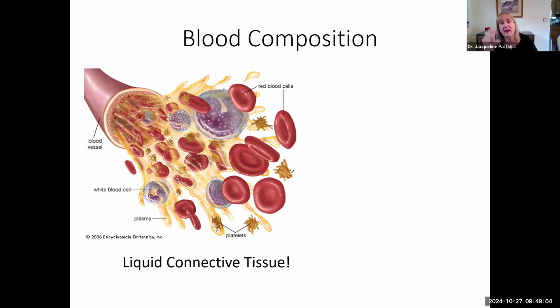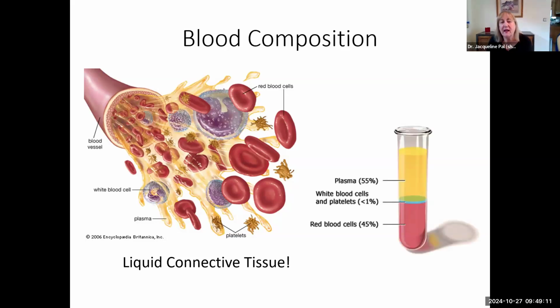So if we take blood and we put it in a test tube and we spin it in a centrifuge, here's what it's going to look like. These numbers are for men once again. About 45% of your blood is going to be red blood cells. For women, it would be slightly less, around 40%. But remember, we're going with male numbers. 45% red blood cells, and 55% would be the matrix, the plasma.